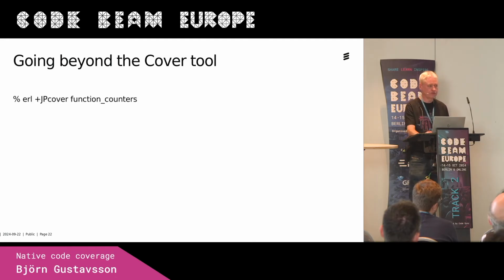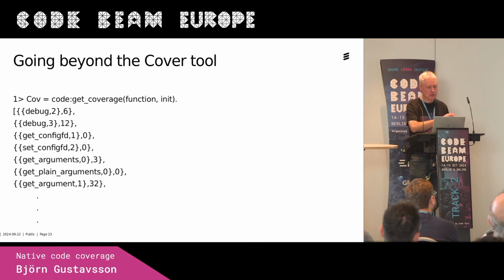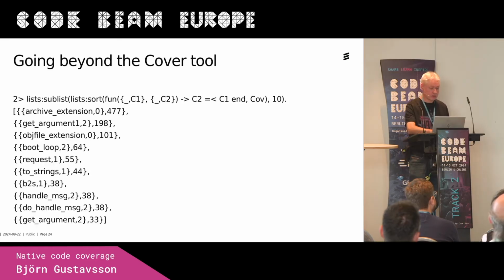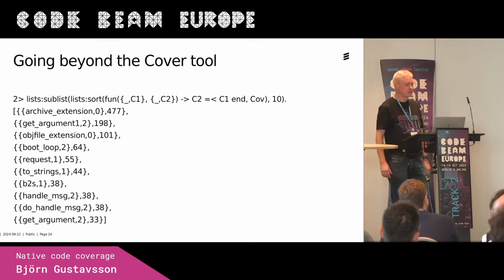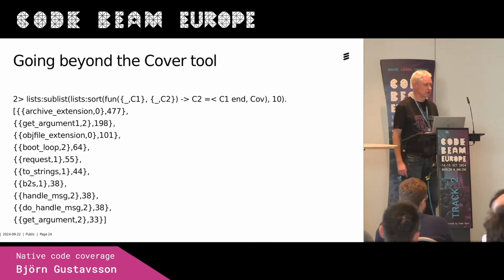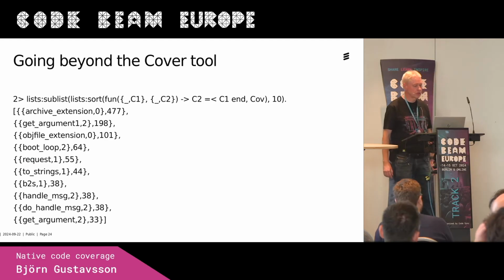If you want more information, if you want to know how many times each function was executed, we use the function_counters mode. We do the same call to read it out, but now we'll have counters for each function instead. If you sort this, we can produce a top 10 list of the most executed functions during startup.